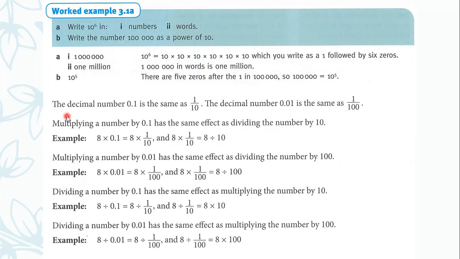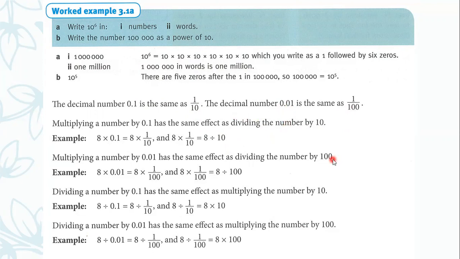As it is the same, the decimal number 0.1 is the same as 1 by 10. Okay, and 0.01 is the same as 1 by 100. And 0.001 is the same as 1 by 1000. If there are two digits after the decimal point, it means there are two zeros in the denominator, so 100. If there is one, it means 10. If there are three digits after the decimal point, it means 1000. This point we also call the decimal point. I hope you understand this.